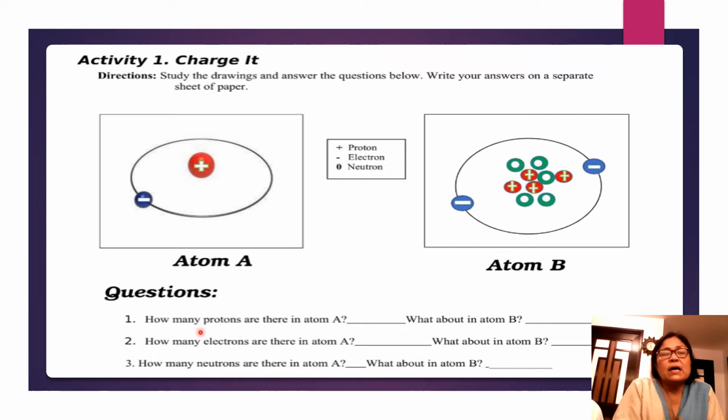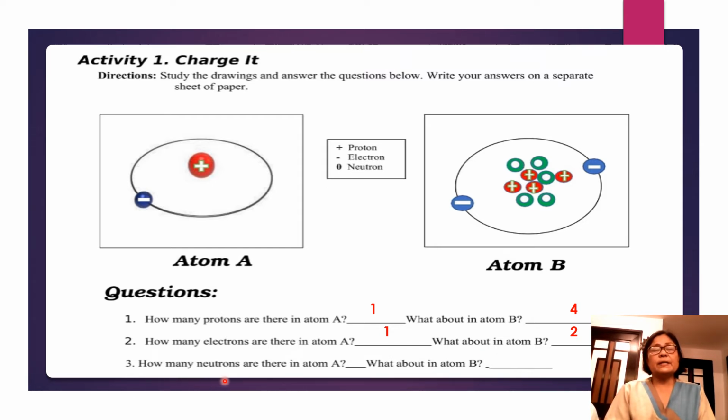Number 1 is, how many protons are there in atom A? And the answer is 1. Now, what about in atom B? So, the answer is 4. In number 2, how many electrons are there in atom A? So, the answer is 1 again. And what about in atom B? The answer is 2.